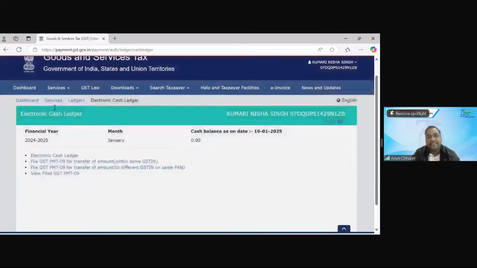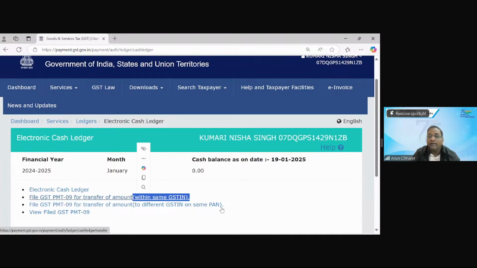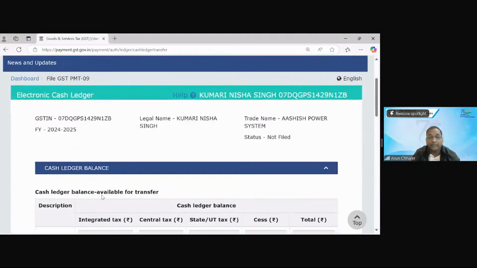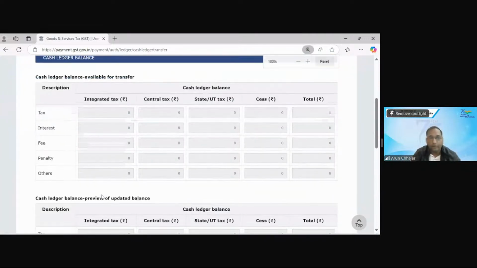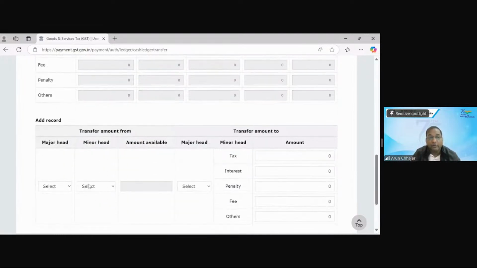When you click on the cash ledger, in there you will find the concept of PMT9. What is the PMT9? To transfer the cash within the GST number or within the distinct person. You have the option: click on the PMT9. Once you click the PMT9, it will tell you how much balance you have. Then you can transfer from where you would like to transfer.